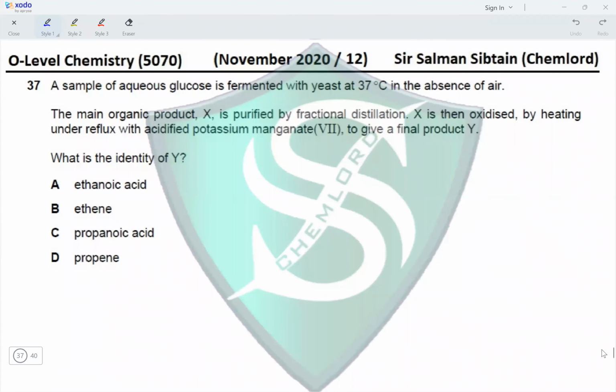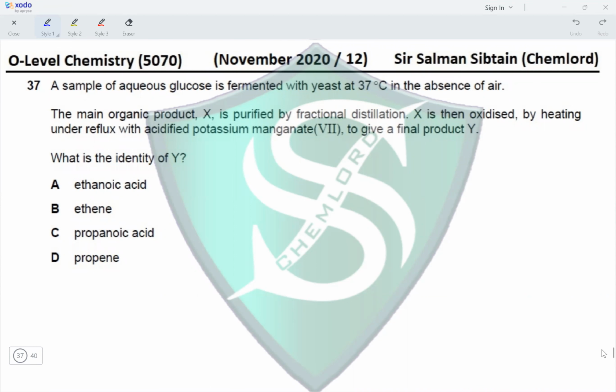Question 37. A sample of aqueous glucose is fermented with yeast at 37 degrees Celsius in the absence of air. The main organic product X is purified by fractional distillation. X is then oxidized by heating under reflux with acidified potassium manganate 7 to give a final product Y. What is the identity of Y?